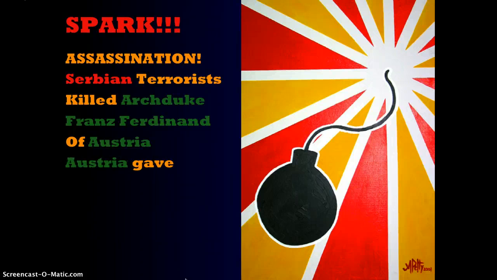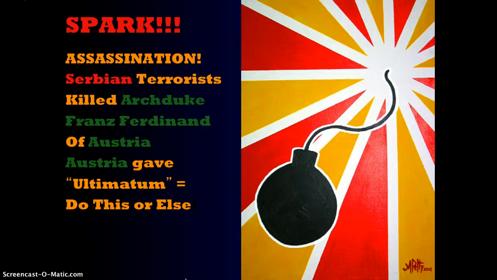After this happened, Austria gave Serbia an ultimatum. An ultimatum is when you say to somebody, do this or else. And their ultimatum was a long list of things. They had to find the terrorists and bring them to justice. They had to allow Austrian troops to come into Serbia to help with the search.